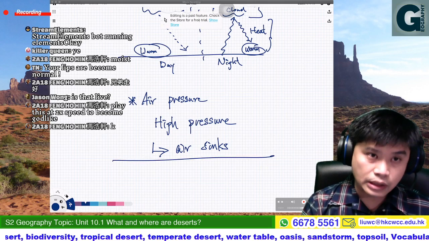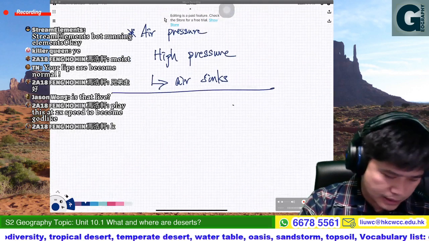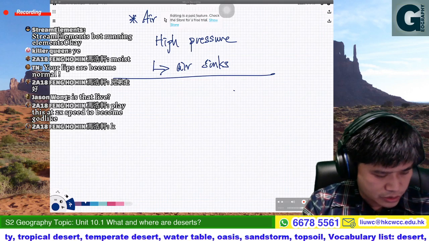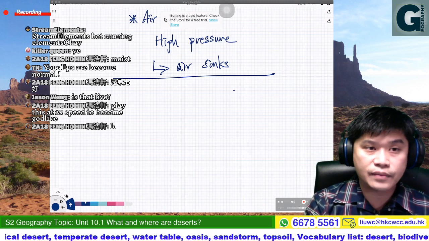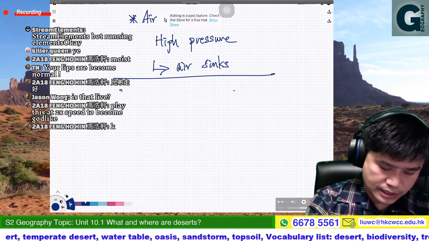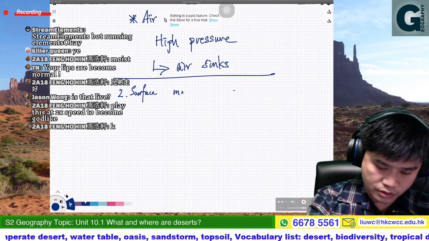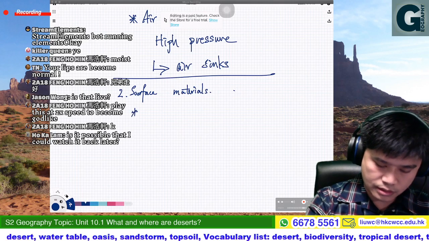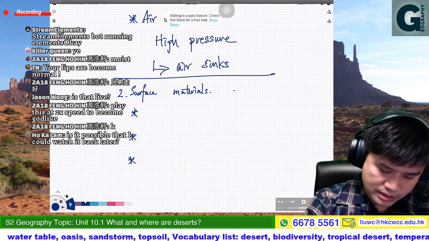So that is about the range of temperature, and then we have to go a little bit fast. We still have two more pages to go. After the climate, for the characteristics of the desert, the second characteristic is the surface materials. For the surface material, in desert normally there could be three types.